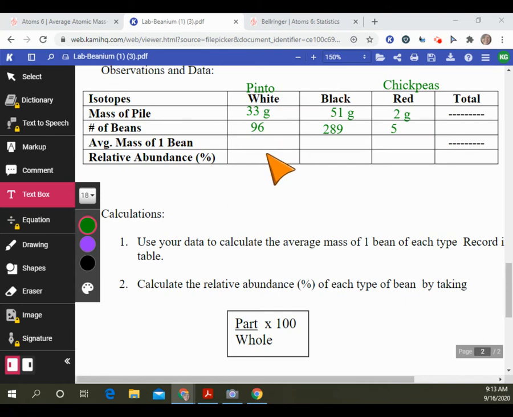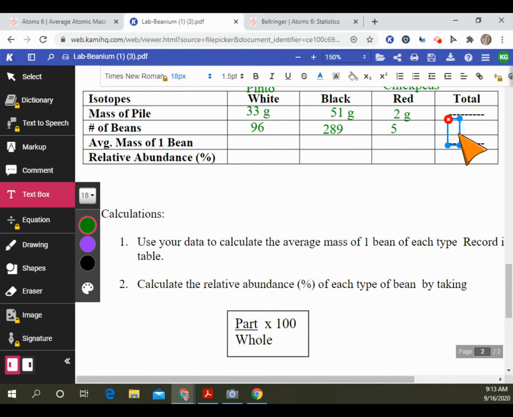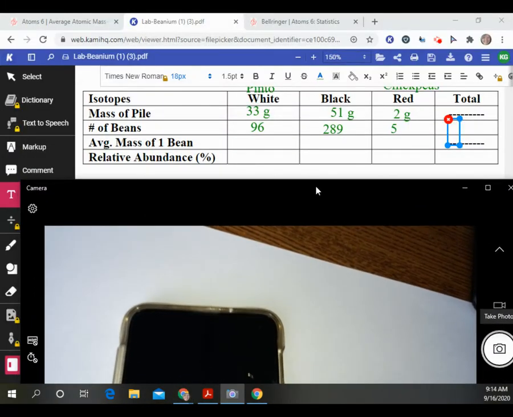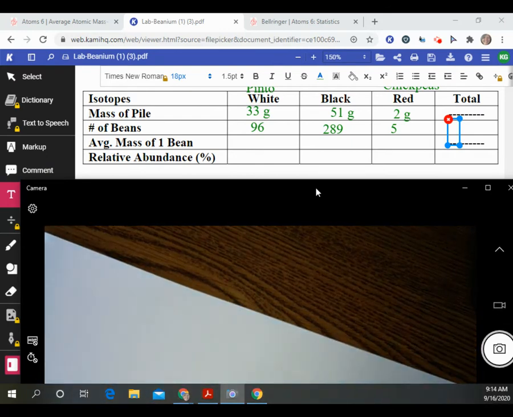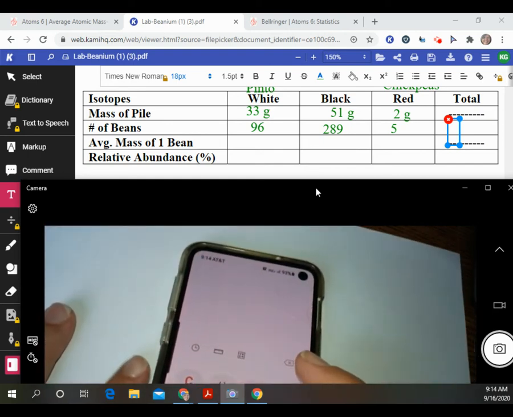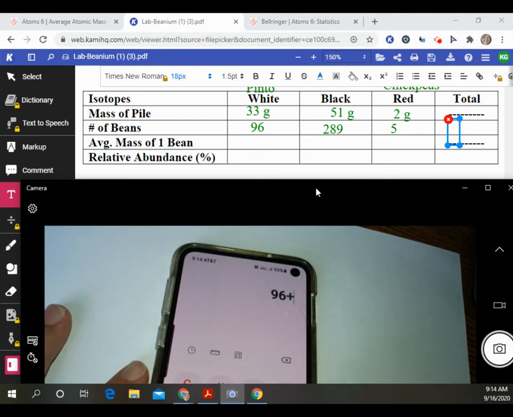All right, we finished counting. Thank you to volunteers. We had 96 pinto beans, 289 black beans, and 5 chickpeas. So then what you have to do is add up the total number of beans that you have there. So we will go to our handy dandy calculator and we will add up 96 plus 289, plus 5. So we have 390.